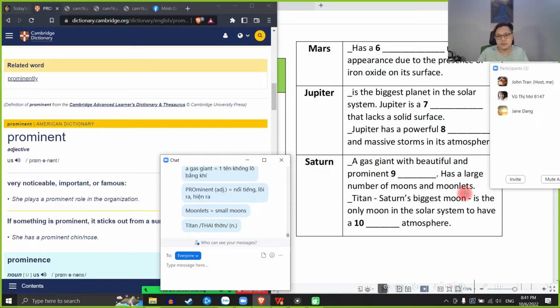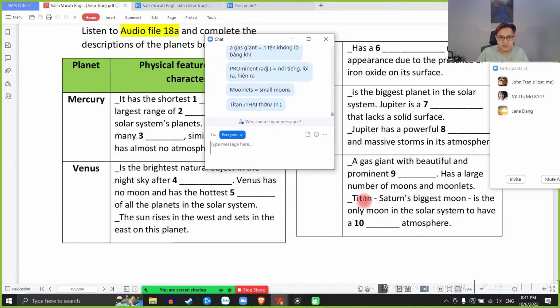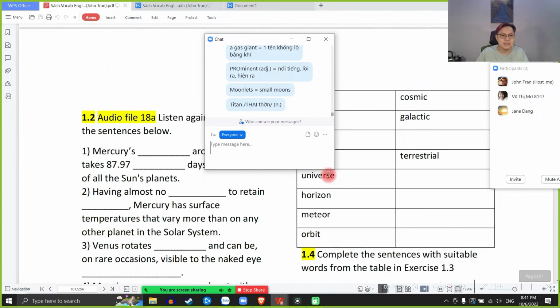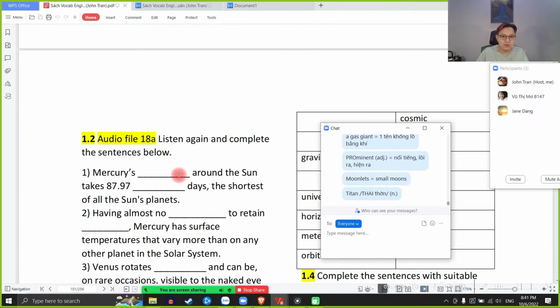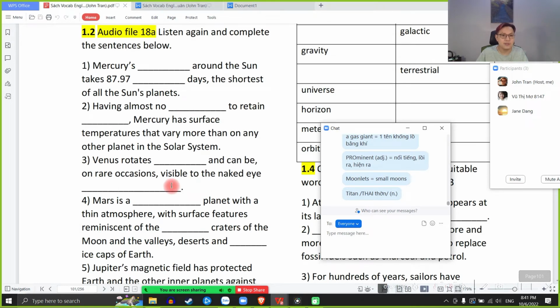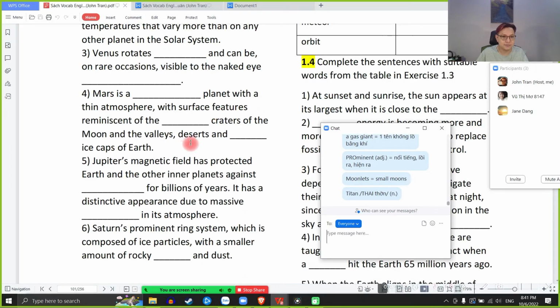It's the only moon in the solar system to have something atmosphere. Là cái mặt trăng duy nhất trong hệ mặt trời mà nó có cái gì đó khí quyển. So you have to be able to fill in these places, okay? And then the same file 1.2. Cùng một cái file đó luôn thì chúng ta có 1.2 nè. So you have to listen again and complete the sentences below.